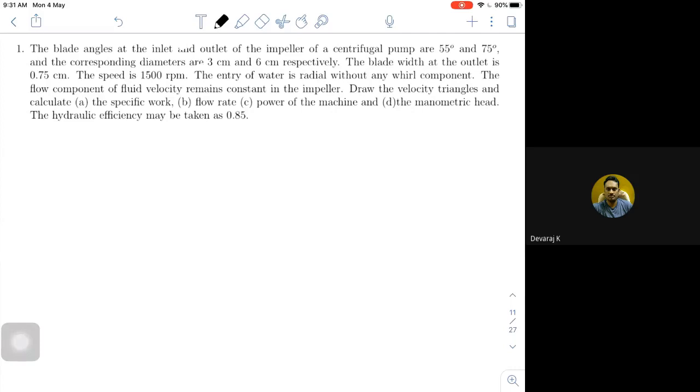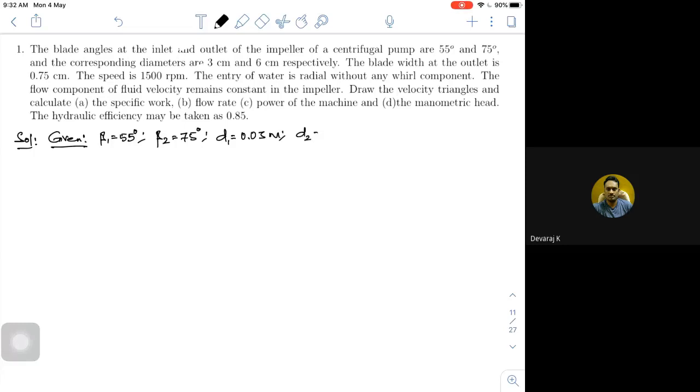The hydraulic efficiency may be taken as 85%. Okay. Let's write what is given. So the blade angles, that is beta 1, it is 55 degrees, and beta 2 is 75 degrees, and the inlet diameter, that is the diameter of the hub or whatever it is, 3 centimeters. If I convert it to meters, it will be 0.03 meters, and d2 is 6 centimeters, that is 0.06 meters.